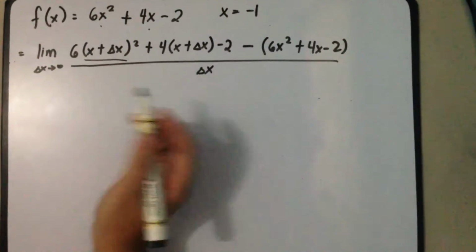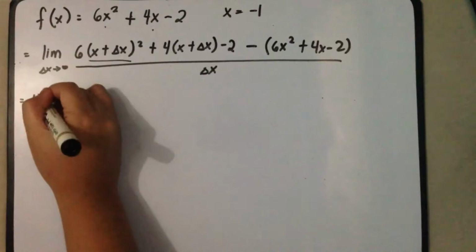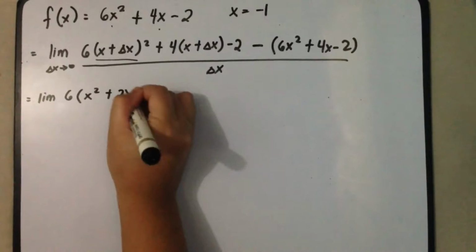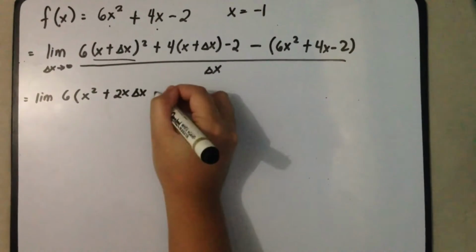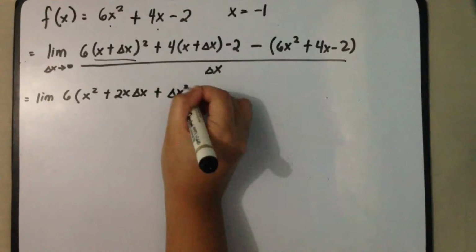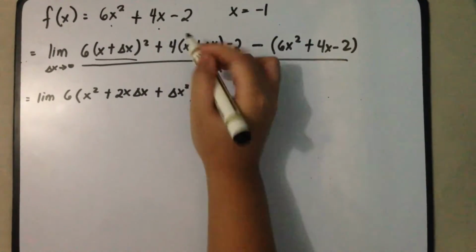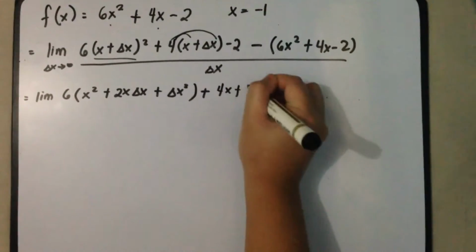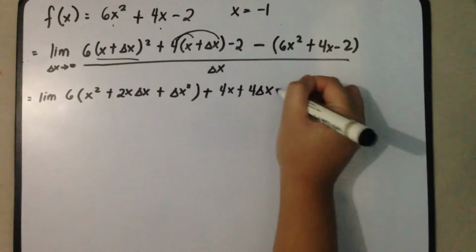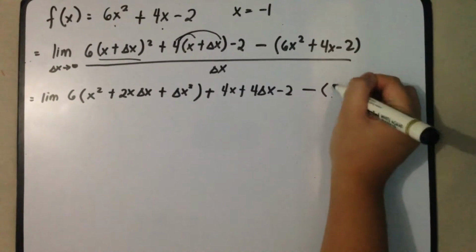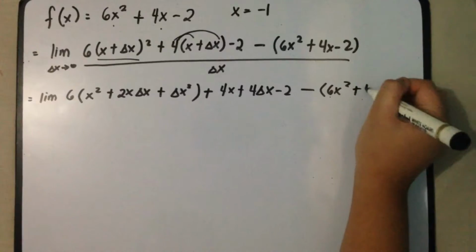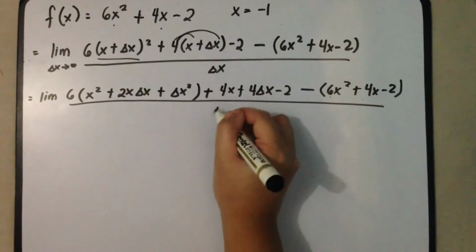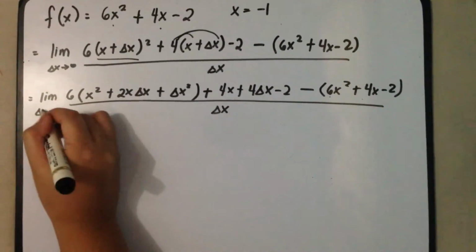Then we need to expand x plus delta x squared, so we will get the limit of 6 times x squared plus 2x delta x plus delta x squared. Plus, we need to distribute the 4 into x and delta x, so plus 4x plus 4 delta x minus 2 minus the original function 6x squared plus 4x minus 2 over delta x as delta x approaches 0.